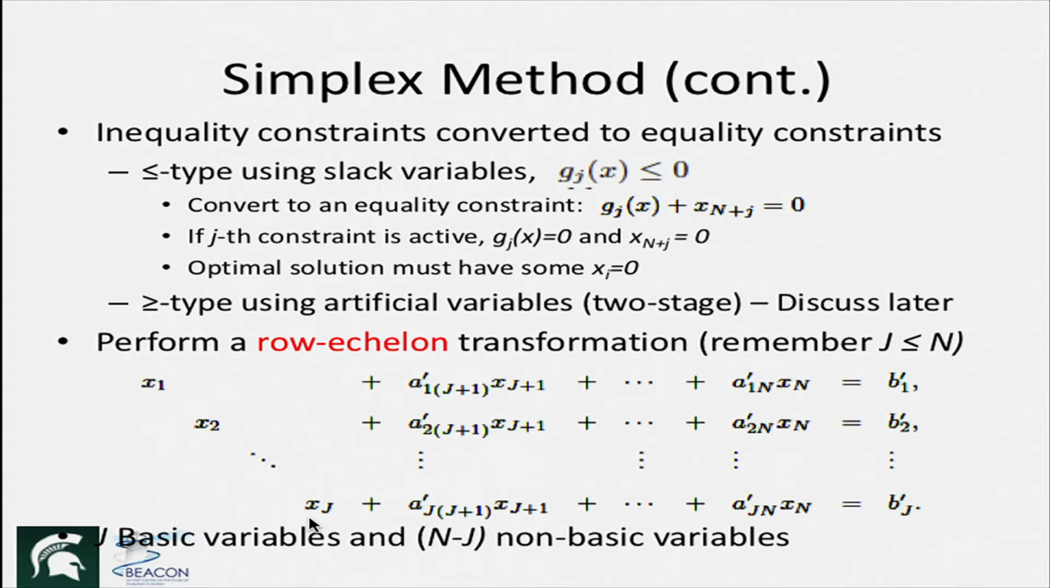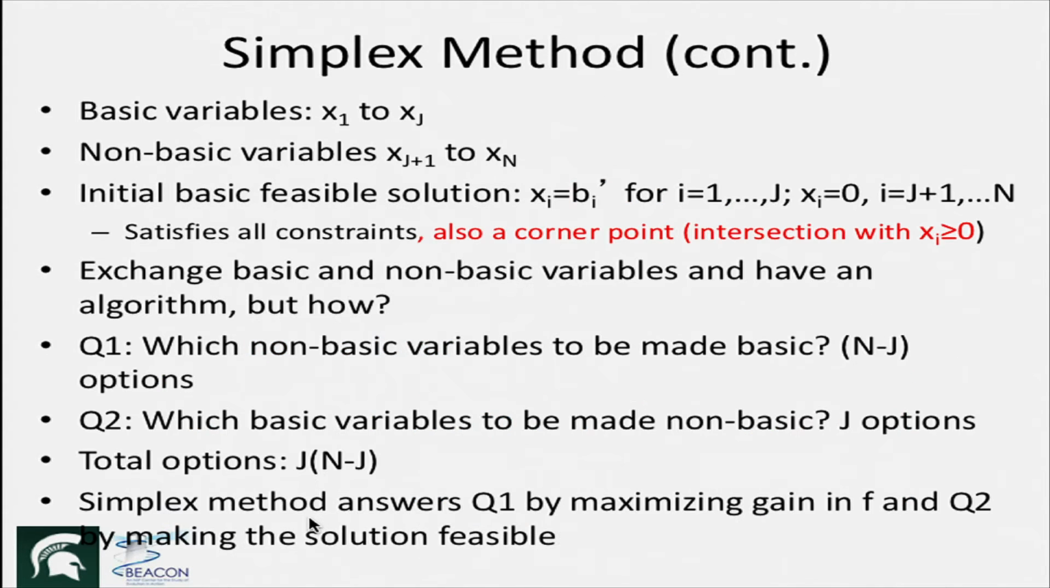next basic feasible solution should I move to? Okay, so that's what was answered by Dantzig in a very nice way. Okay, so this is exactly what I am saying here. Two questions to be answered. First question is, which of the non-basic variables should I make basic? And once I've answered that, which basic variables have to be made non-basic? These are the two questions. If I can answer them, I have an algorithm. Okay, so let me answer that the way that he has done.